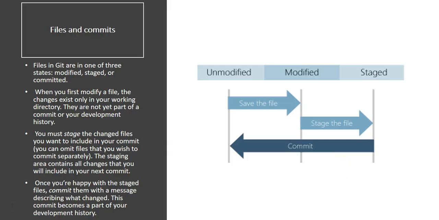Files and commits. Files in Git are in one of three states: modified, staged, or committed. It doesn't mean that when you make a change to the file, it will automatically be in the final stage. No, when you first modify a file, the changes exist only in your working directory. They are not yet part of a commit of your deployment history. We have to stage the changed files that I want to include in my commit. The staging area contains all changes that I'll include in the next commit. Once I'm happy with the staged files, I commit with a message describing what changes I am committing to the production code. This commit becomes part of the development history.